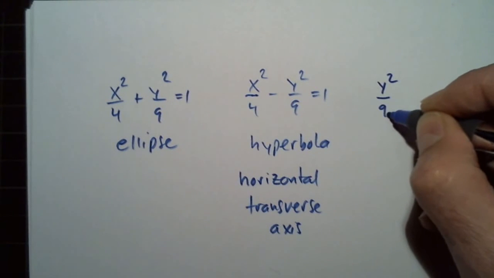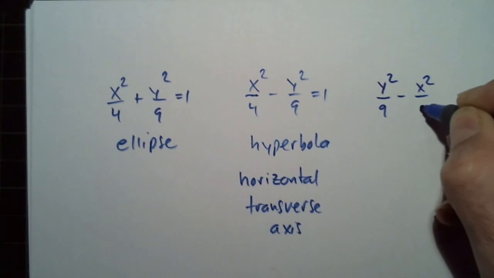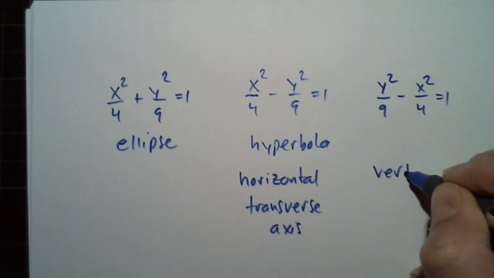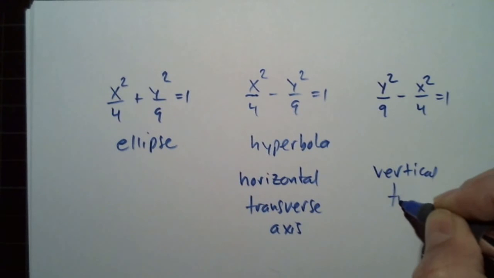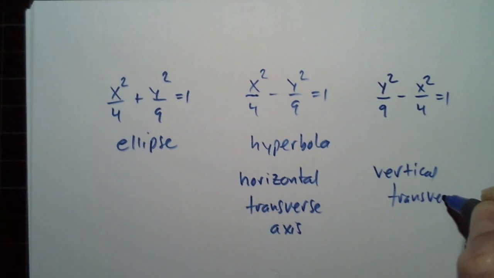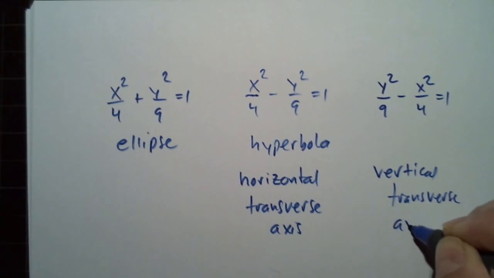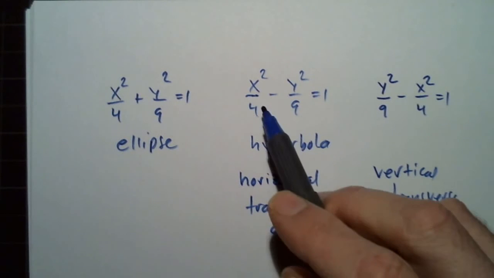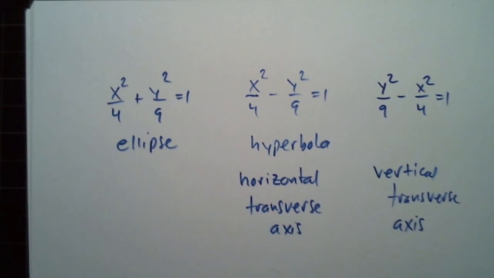If it were switched, that's a hyperbola, but it has a vertical transverse axis. And transverse axis just means which way it's going to open. So this will open vertically and this will open horizontally.